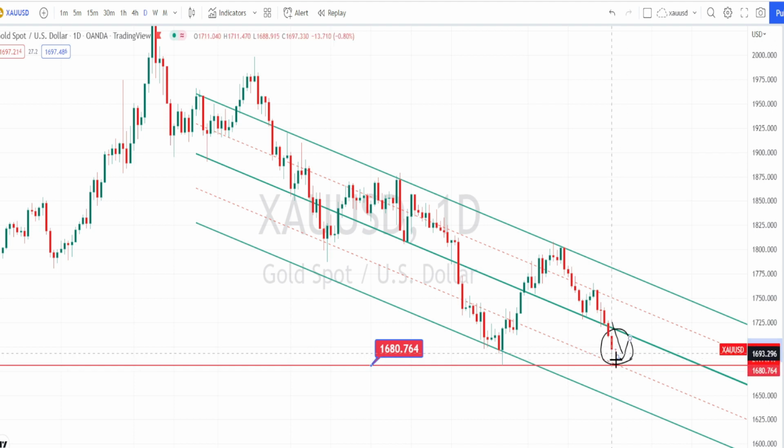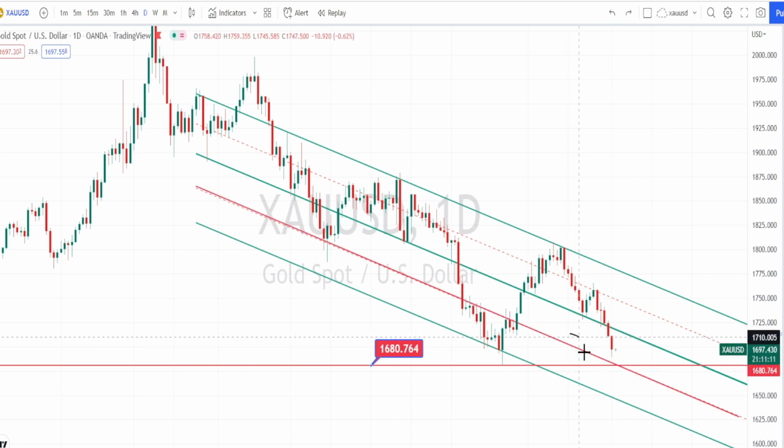But when we look at this level where the price action has bounced back, I am marking a trend line or a support line. So this trend line had acted as a resistance line in the past price action and also had acted as a support line in the past price action. Currently we are noticing the price action to come near to this support line.